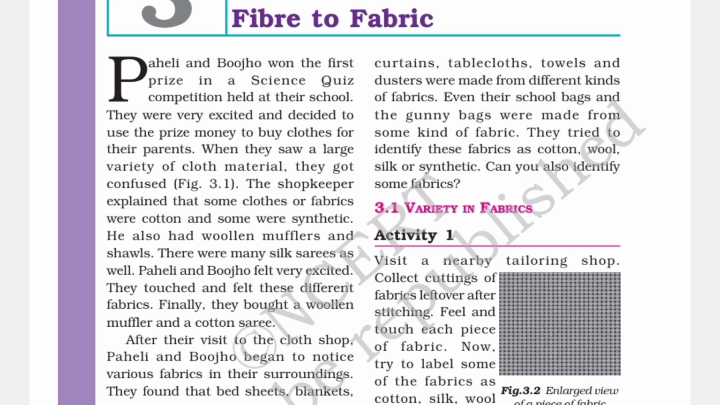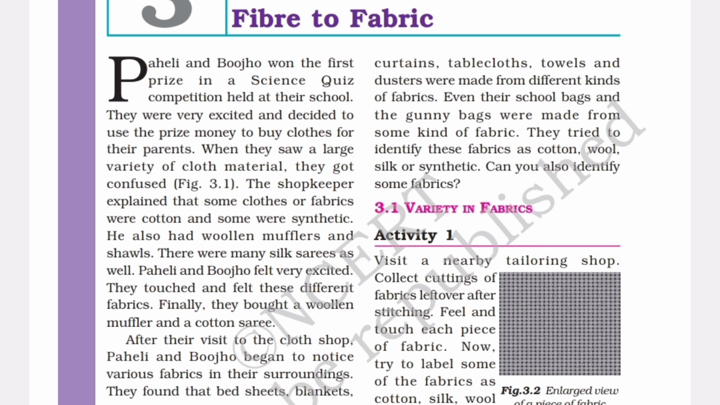The chapter begins with a story of two students who got first prize in a science quiz and they got a cash prize. So they decided to spend their money on buying clothes for their parents and they go to the shop, and they became very much confused about the different kinds of fabric, different types of clothes available in the shop. And the shopkeeper explained about the different varieties of clothes and their fabrics including cotton, synthetic, rayon and so on.